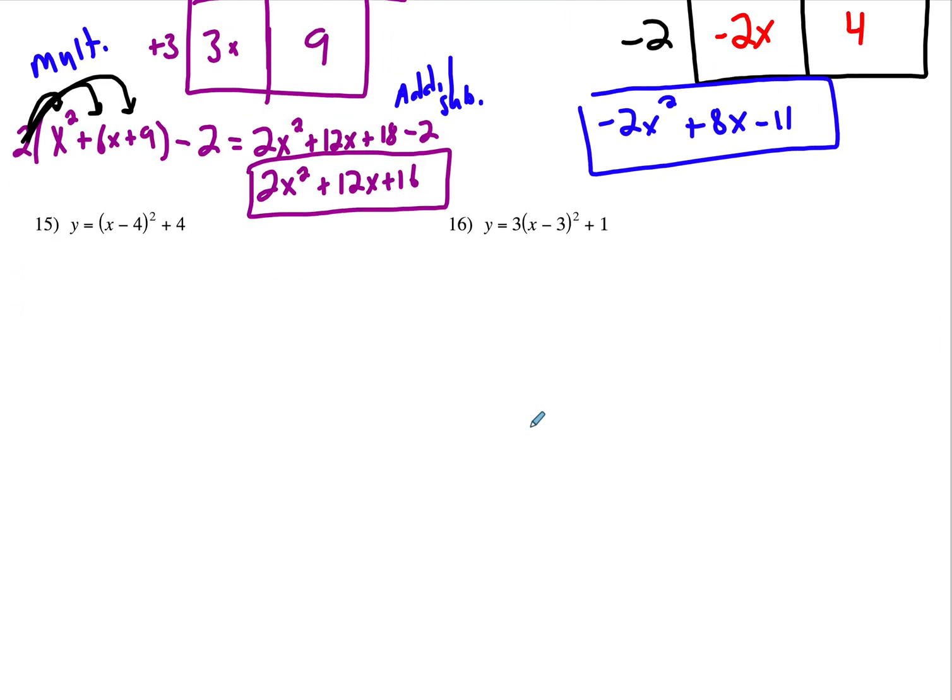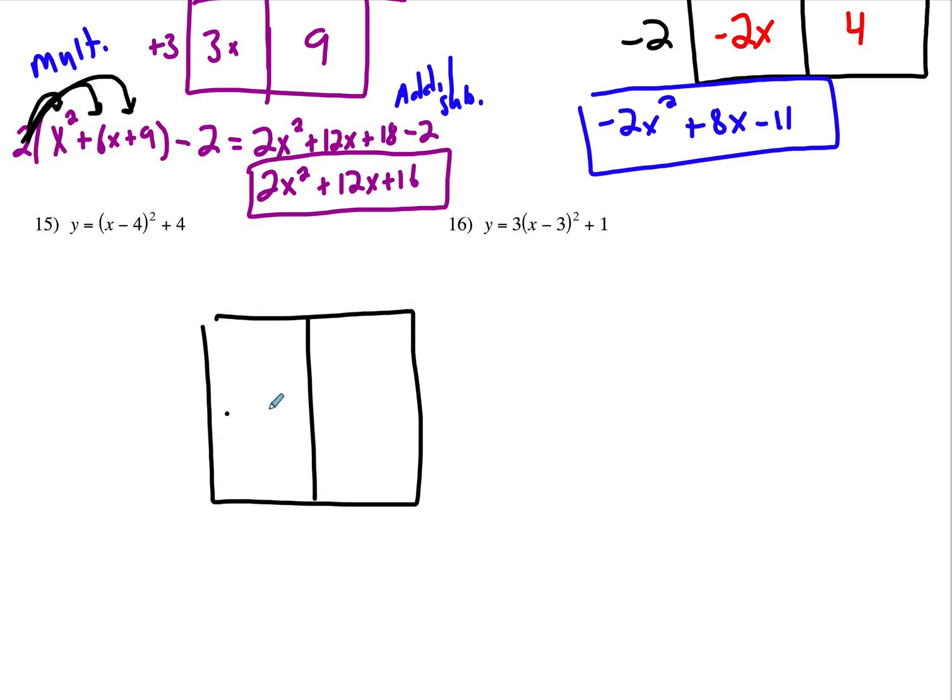All right, home stretch, folks. This one's nice because you don't really have to do any distributing at all. So here, let's set up our box. On the top, we put x minus 4. On the left, we put x minus 4, and now it's fill in the box. x squared, negative 4x, negative 4x, 16.